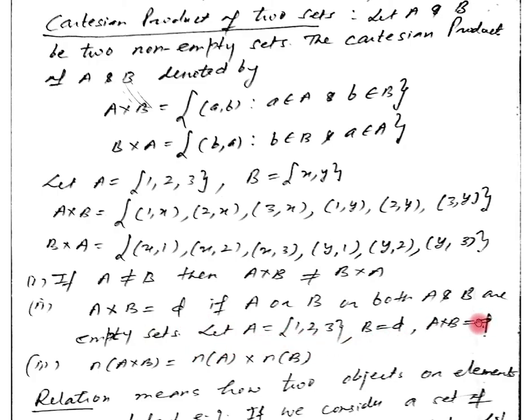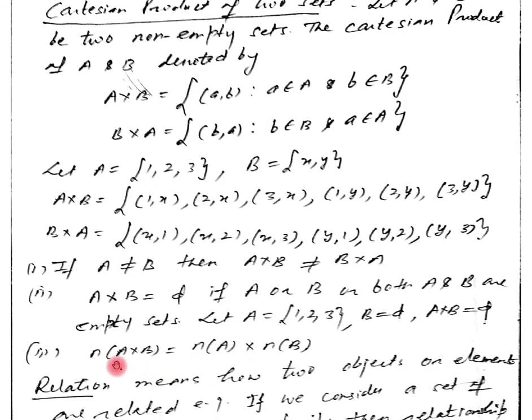If one of the sets or both the sets are empty, then A cross B is always phi. Now here is one of the important results: the number of elements in A cross B equals the number of elements in A times the number of elements in B. Here the number of elements in A is 3 and in B is 2. So the number of elements in A cross B will be 3 times 2, which is 6. So 1, 2, 3, 4, 5, 6. Hence n(A cross B) = n(A) times n(B).